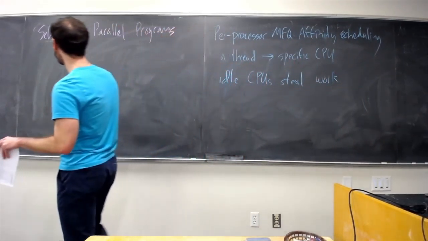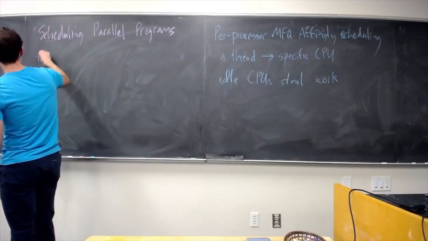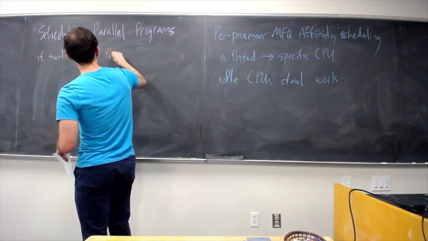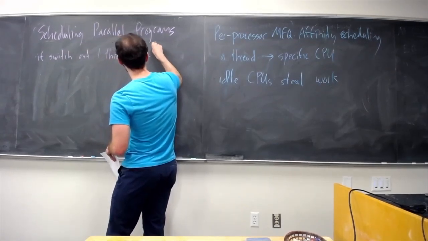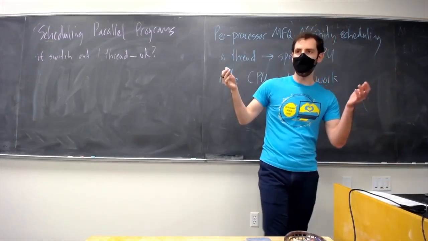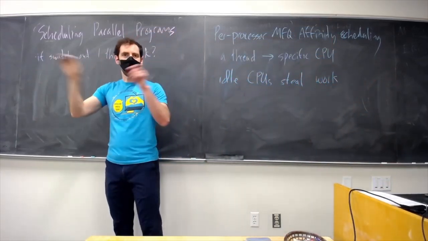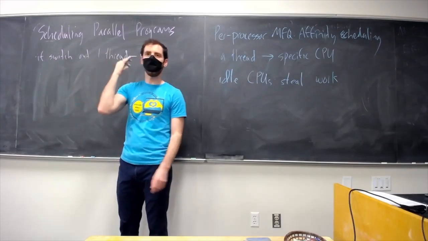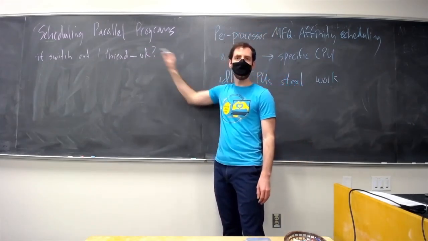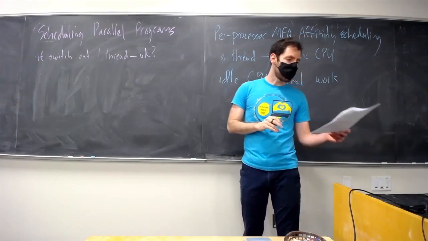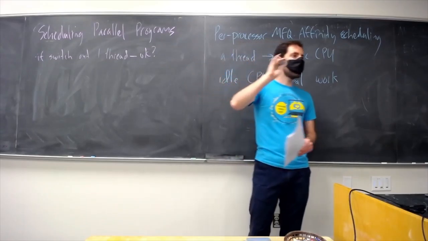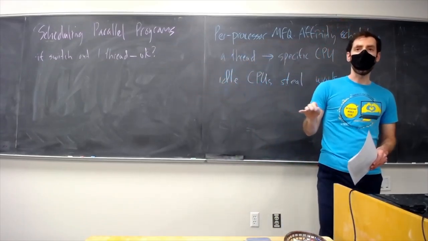So let's say we have a process with multiple threads, and those threads are running on different CPUs, and one of those CPUs switches out one of the threads from that program. Is this going to be okay? Should we be able to do this? Rather, when we switch this out, could that cause the program behavior to be incorrect, or is it safe to do?